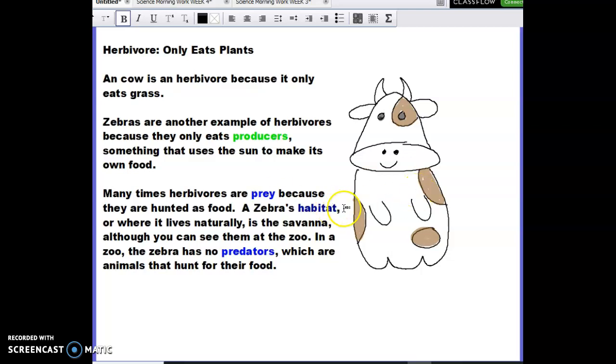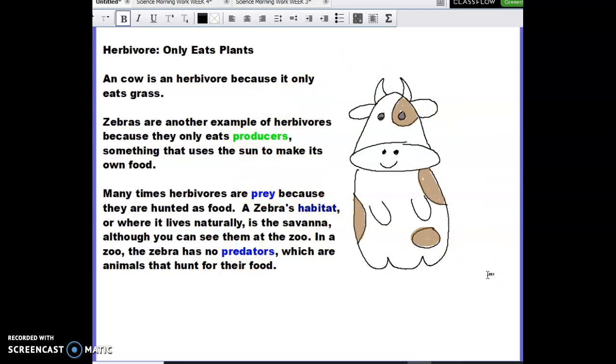A zebra's habitat, there's another vocabulary word, and you can see I defined it. Where it lives naturally is the savanna, although we can see them at the zoo. In a zoo, the zebra has no predators, which is animals that hunt for their own food. So Brandon, can you see how I've included other vocabulary as I'm describing my herbivore? Pretty easy to do, I think.